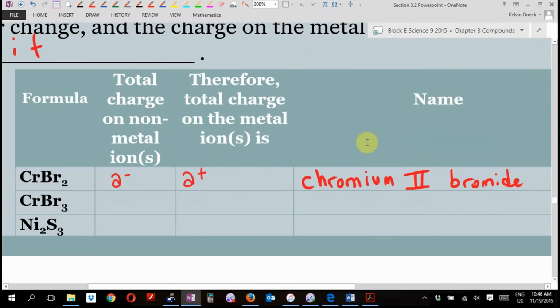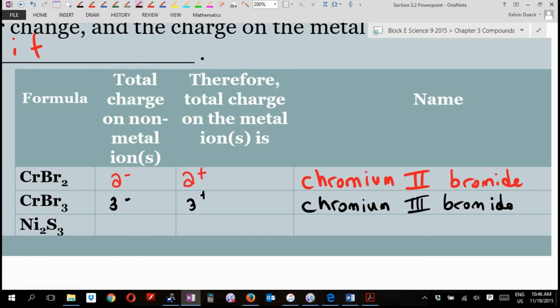So, let's look at the next one, which is also, by the way, a chromium and a bromide. Except, how many bromides are there this time? So what's the total negative charge in this molecule? So what must the total positive charge be? How many chromiums are taking care of that? Only 1, so it must be chromium 3 bromide. Is that okay? I know this is tricky. You with me? All right.